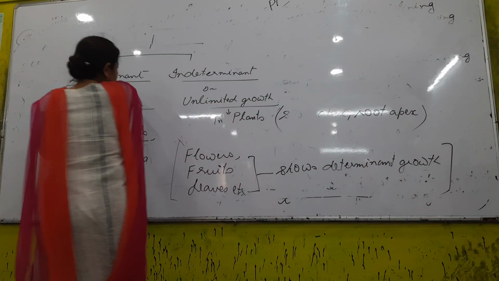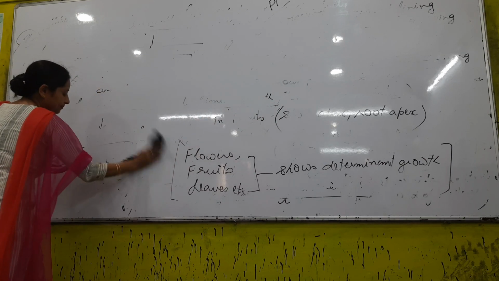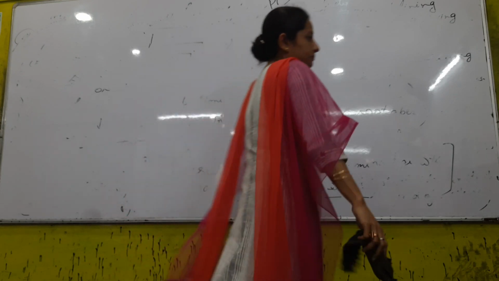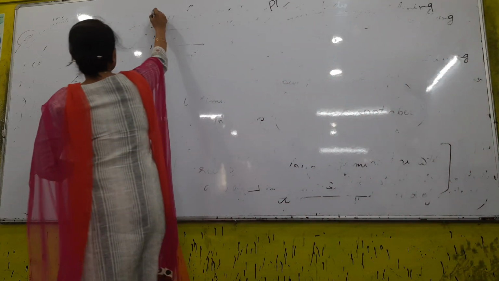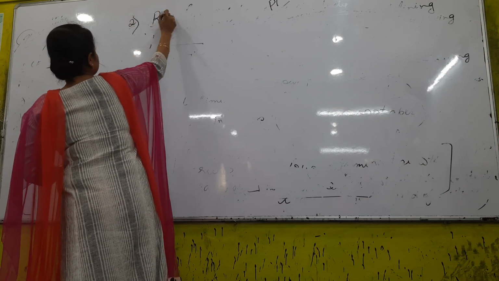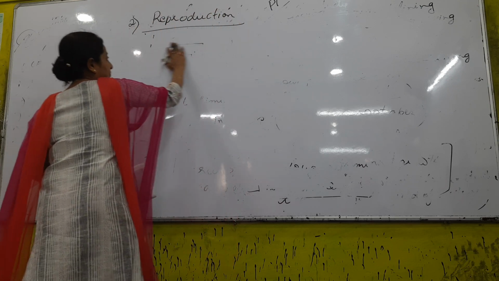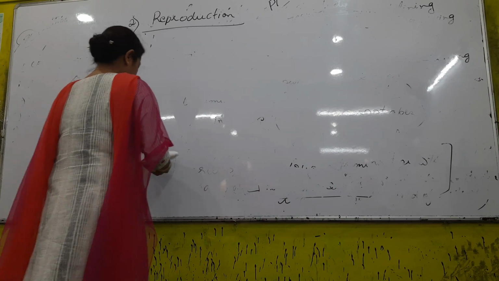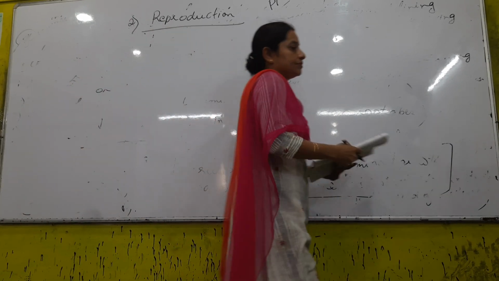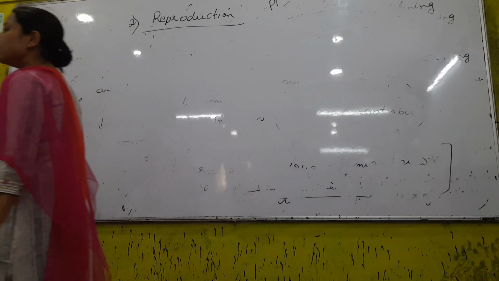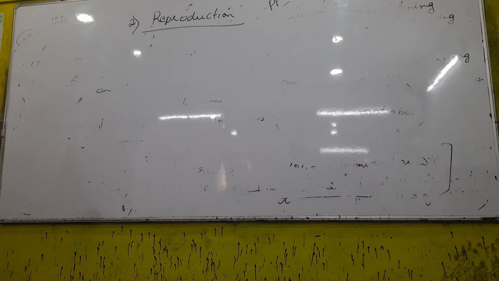Okay. Next we have reproduction. What is reproduction? It is the formation of the same type of offspring, called reproduction.